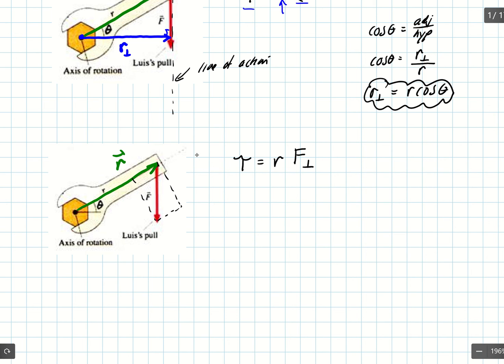And now I'm going to think about resolving or breaking down my F vector, my force, into its components. Well, in this case, I only really care about the perpendicular part.